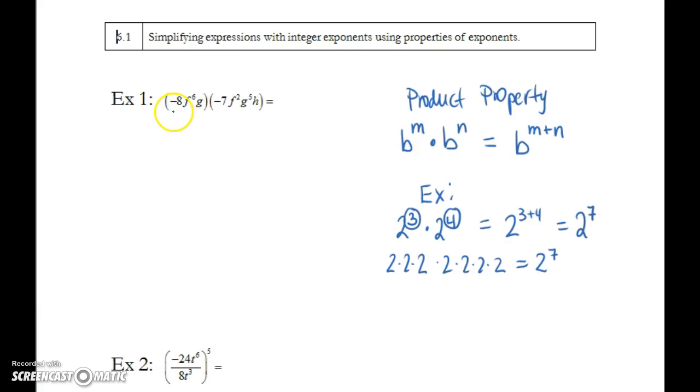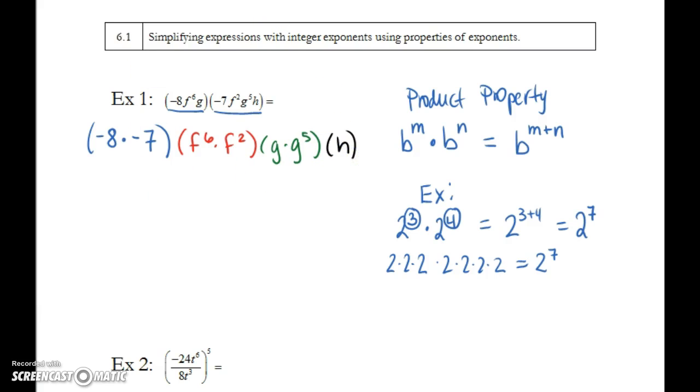Example 1, we are multiplying two expressions together. Now, since the only operation that we have within this problem is multiplication, we can actually rearrange the terms because the order that we multiply in doesn't matter. So it makes the most sense to multiply your numbers together first, negative 8 times negative 7, and we'll do the f's together, f to the 6 times f squared, and we'll do the g's together, so g times g to the 5th, and then we have the h. And now let's multiply each piece separately.